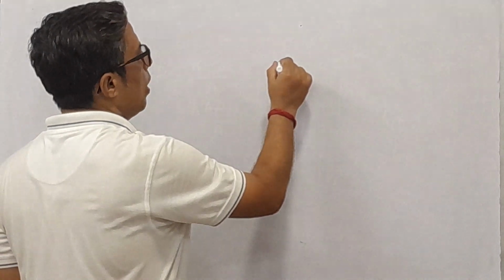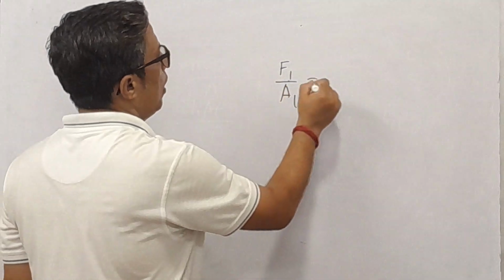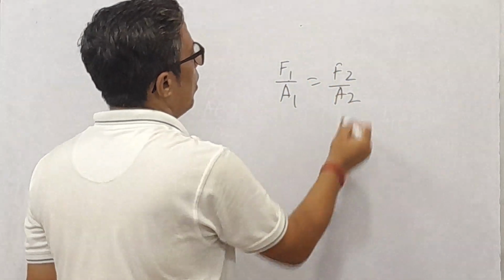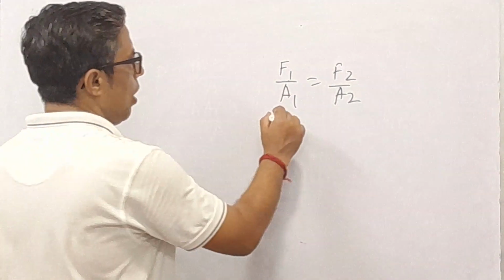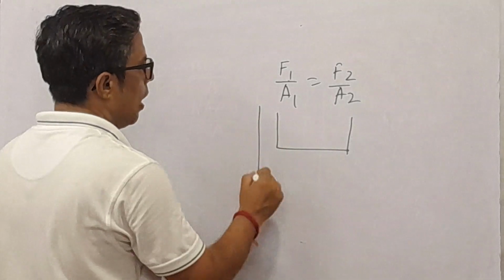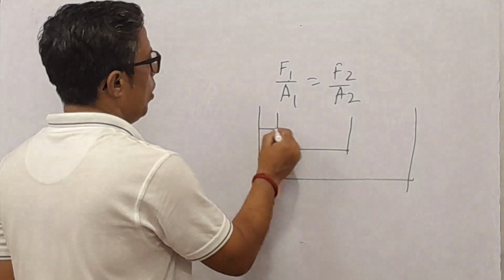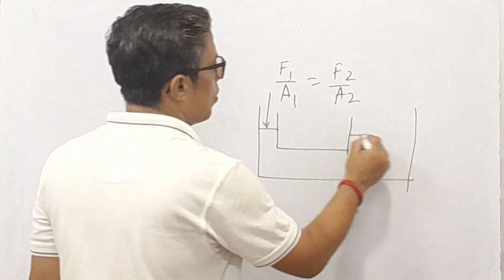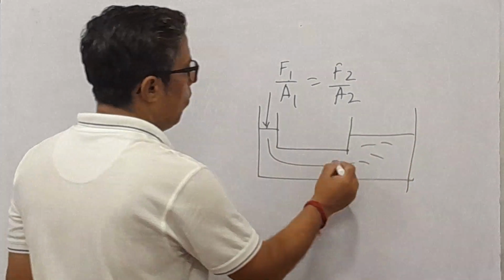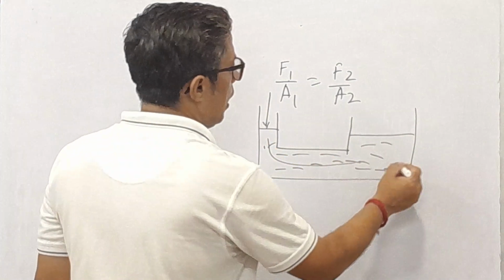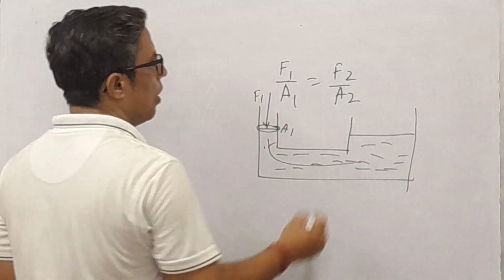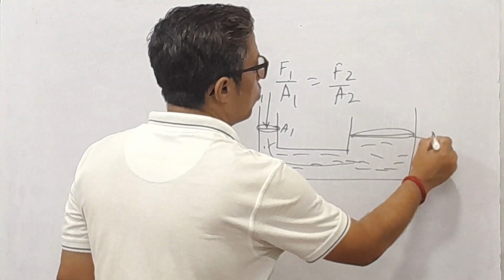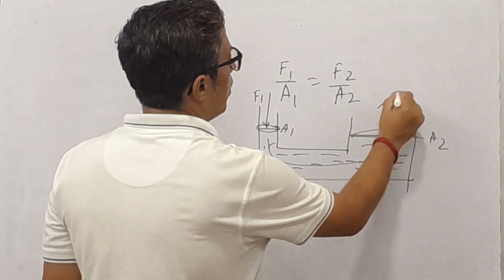In the pressure chapter, most numericals will be from here, like F1 by A1 is equal to F2 by A2. Almost all the numericals will move like this. Where is it coming from? It is coming from Pascal's law. So let's say this is the piston, we are giving a force, and this is the liquid container, a closed container of liquid. Let's say this area is A1, we are applying a force F1 here, and this area is A2, and we are receiving an upward force F2 here.